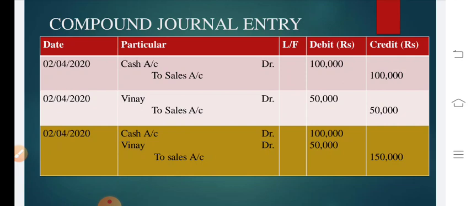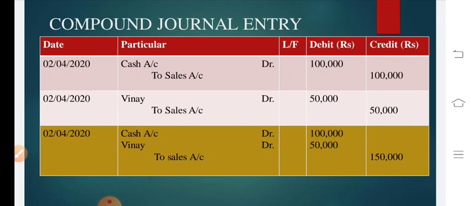On the same date, we have sold goods worth rupees 50,000 to Vinay. Here also the name is emphasized. Since the name is emphasized, that means Vinay is the person to whom we have sold goods on credit. Now, whenever goods are sold on credit, that means Vinay is the person who is our debtor.